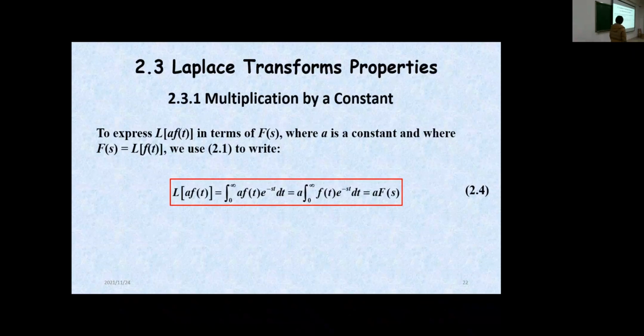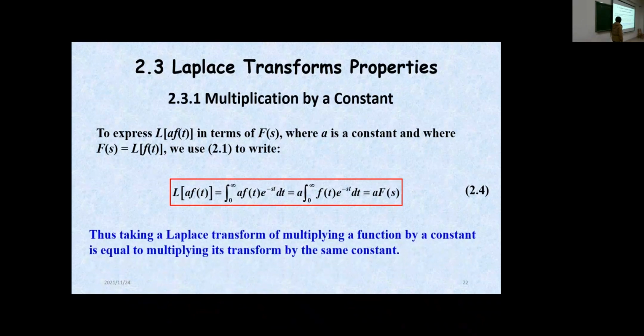In terms of F(s), where a is a constant and F(s) is the Laplace transform of f(t), we can write this down. The Laplace transform for the new function a times f(t) will have a here, and we can take it out of the integration. The integration still gives F(s), so the final result is a times F(s). This is called multiplication by a constant.